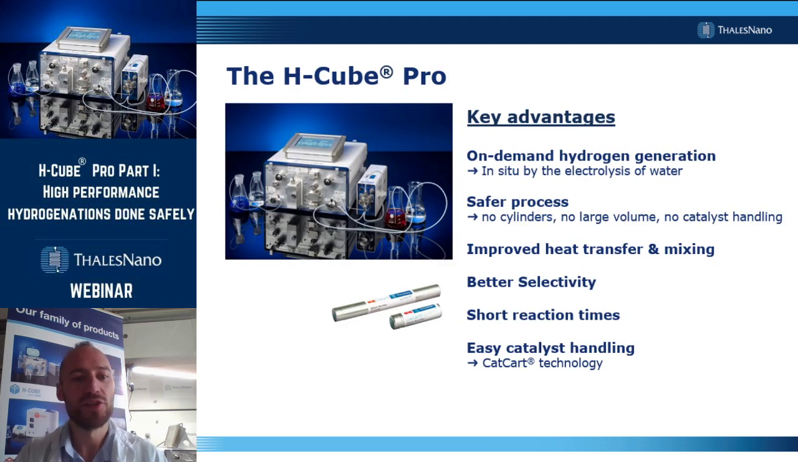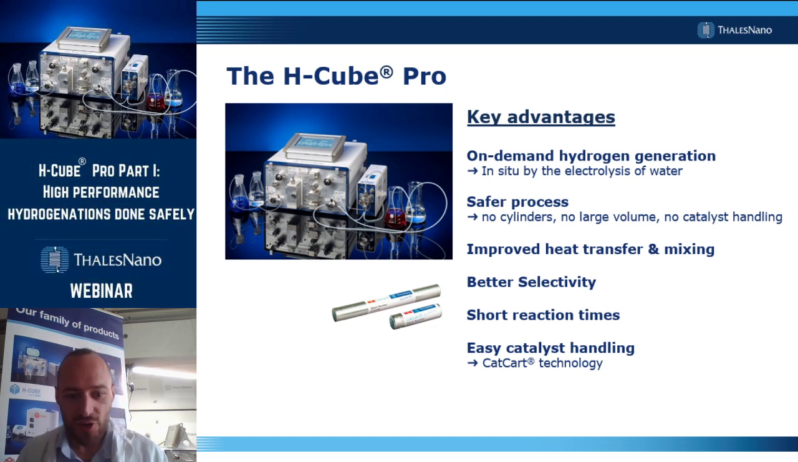Okay, let's now talk about the key advantages of doing flow chemistry with the H-Cube Pro. The hydrogen is produced in real time, on demand, by electrolysis of water. This significantly improves safety. Thanks to this process, there is no need for hydrogen cylinders, no large volume, and no catalyst handling either. But I will come back to this point in a couple of seconds.